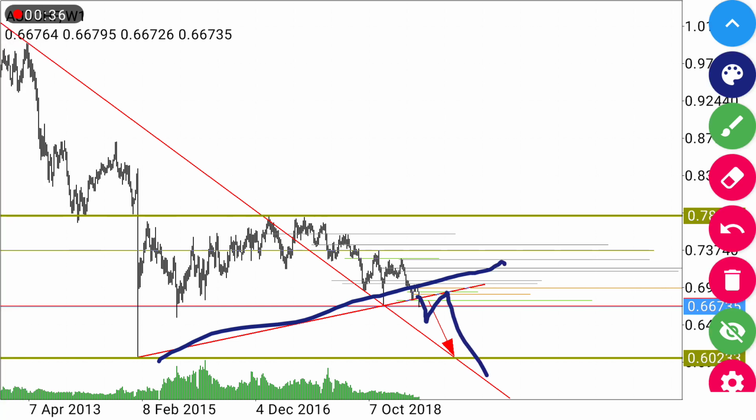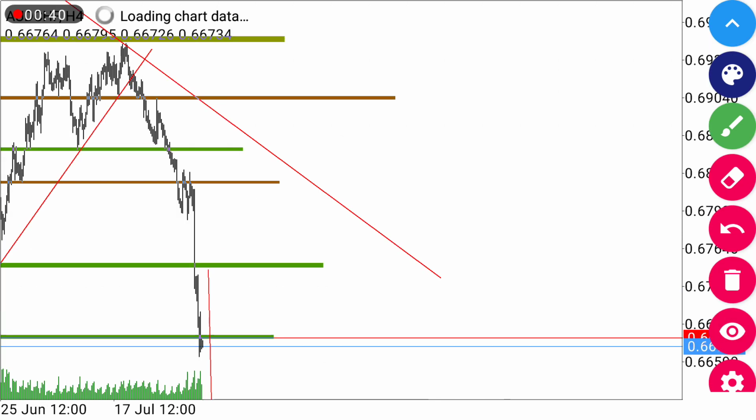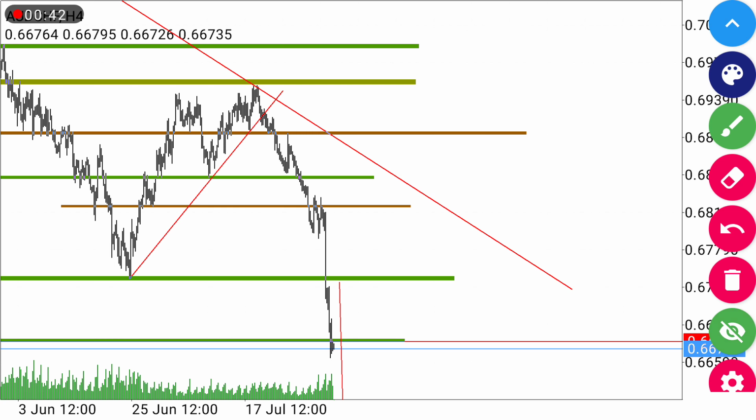Where do we get our entry? Let us move to the H4 time frame. Our entry point will be after you get a pullback toward this area, and then we get our entry toward our targeted area. This is AUD CHF and this is the H4 time frame.